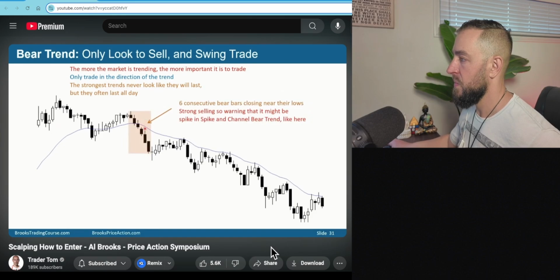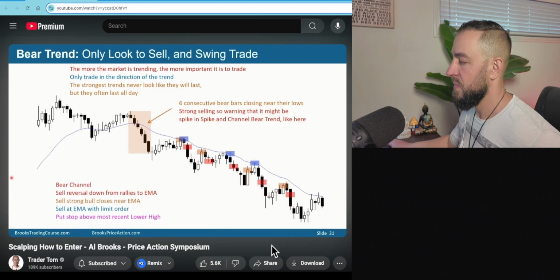Six consecutive bear bars closing on or near their lows is a very strong breakout, and it's a warning that it could be a spike and channel trend. So a spike down and then a channel, a series of lower highs and lower lows. And you sell for any reason. You sell reversals down from the moving average. You sell strong bull bars closing near the moving average. You sell at the moving average with a limit order, and then you put a stop above the most recent high. A new low, put a stop up here. A new low, put a stop up here.